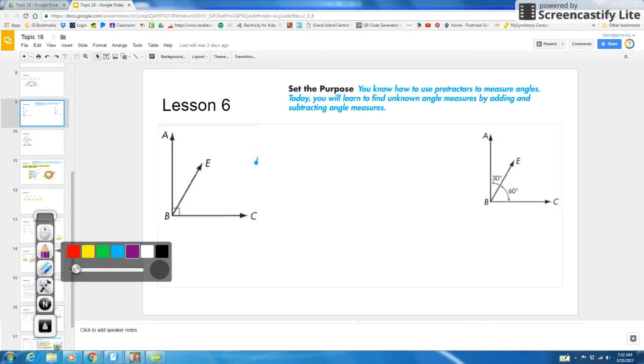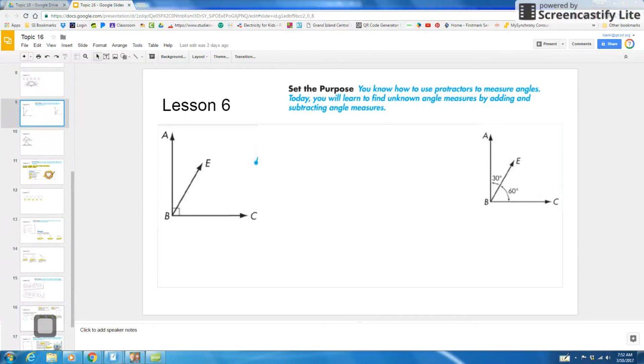I'm going to switch to our purple here. So we know how to use those protractors. They're a very handy tool, but sometimes you might not have a protractor and they might give you some information and you have to use it to find missing information. Think of it as a word problem.